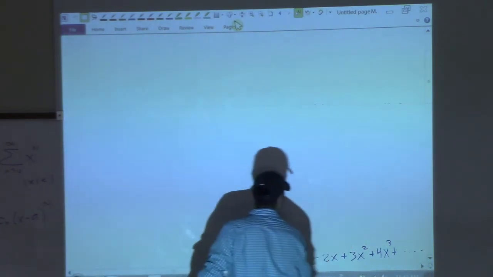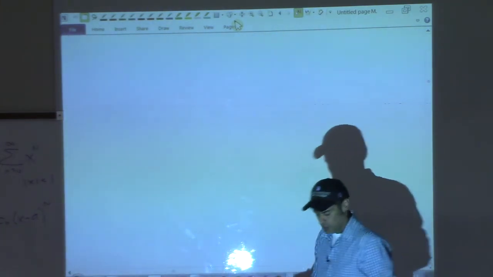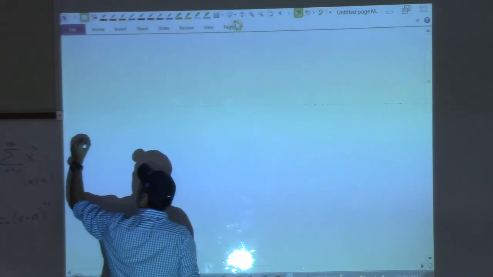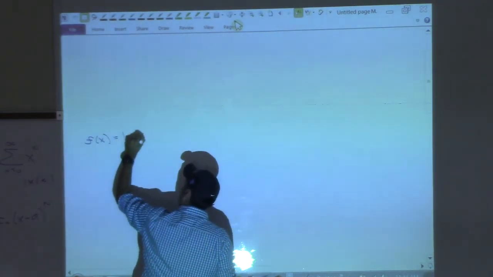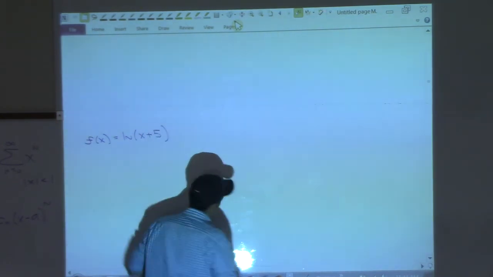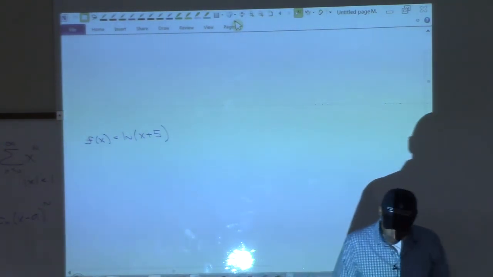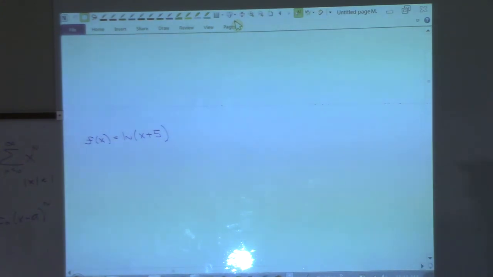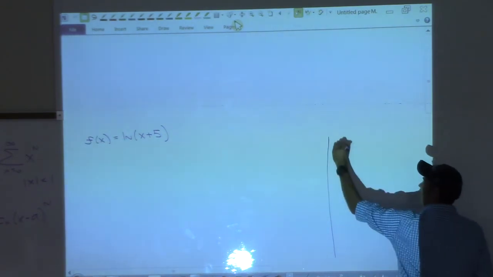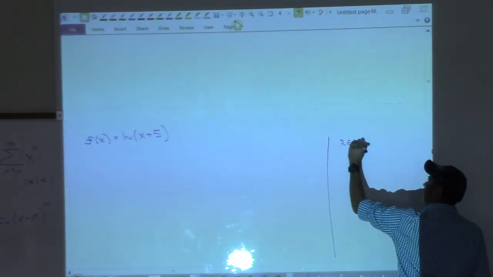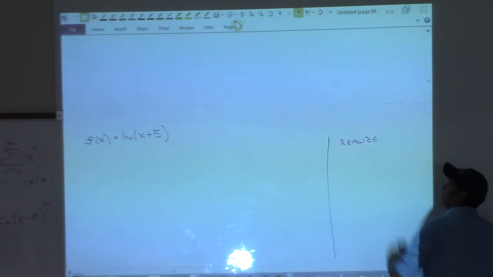F of x equals natural log of x plus 5. Same instructions. Find the power series for that. And I'll give you a hint. Realize something.